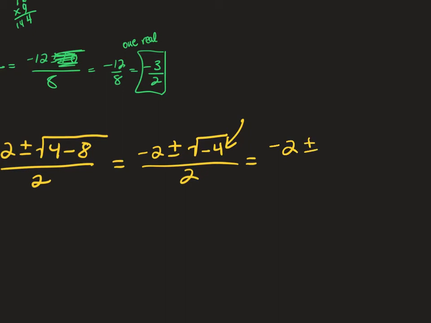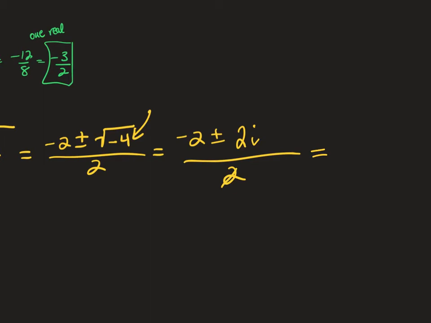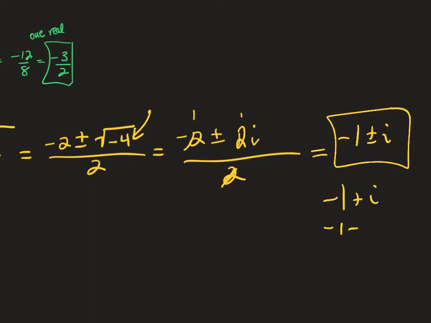Jack Q, what's the square root of negative 4? Plus or minus 2 to what? I. Because remember, negative underneath the radical? So you can simplify this, guys. 2 goes into 2 one time. This is negative 1 plus or minus i. Two solutions, negative 1 plus i, negative 1 minus i.